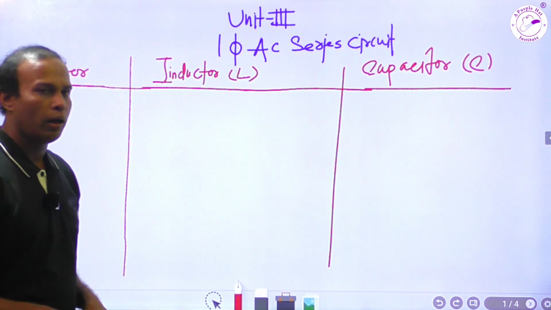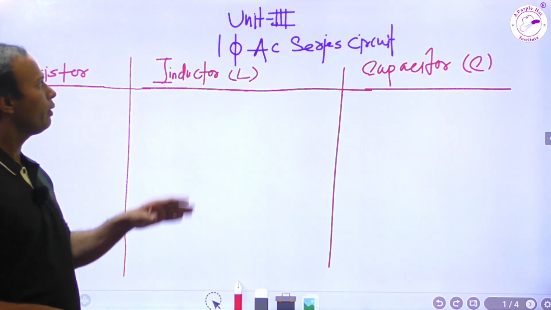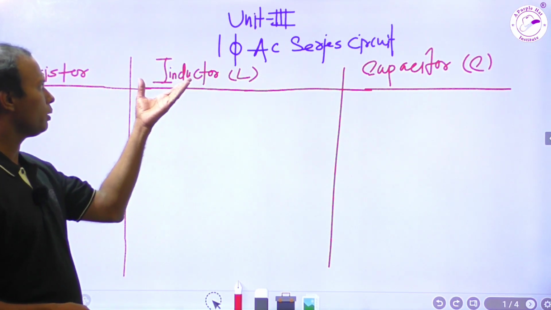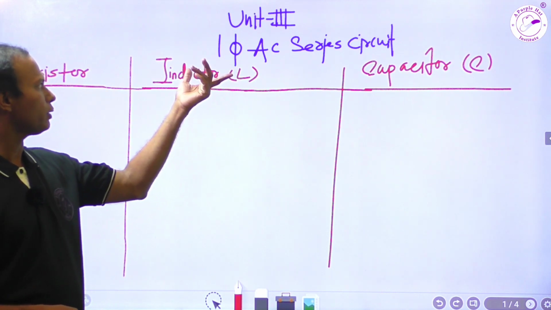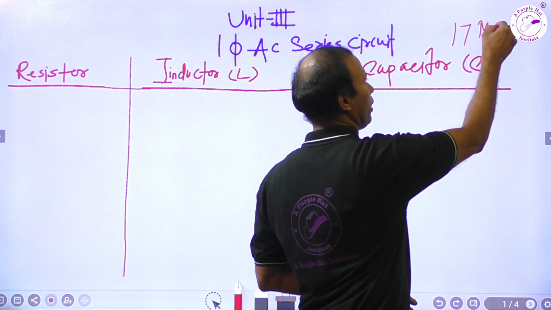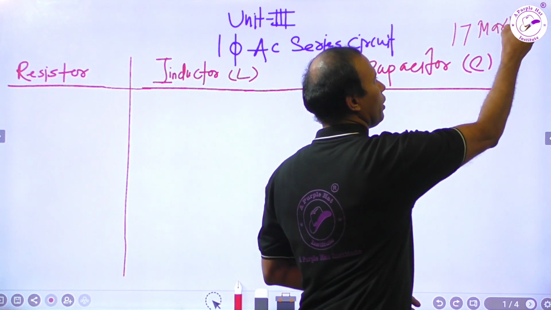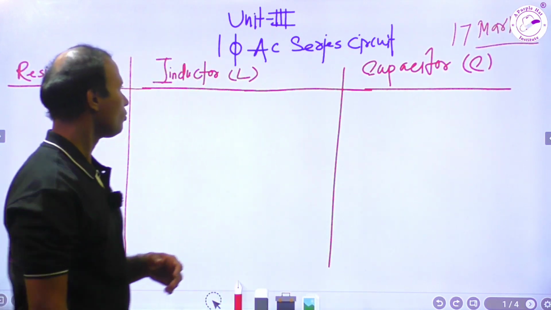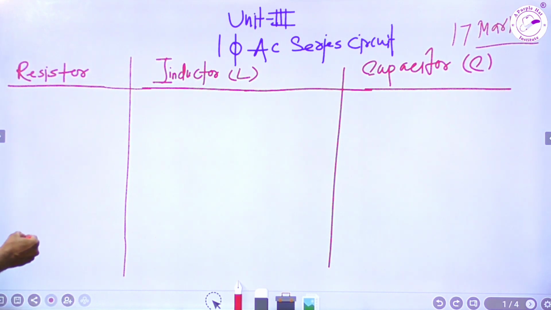In this video, on behalf of Purple Hat, I am going to cover one important chapter for 17 marks: single phase AC series circuit. This is for 17 marks and many times comes in the exam. Resistor, inductor, capacitor, these three elements can be connected in series in an AC circuit. So we'll see the response.